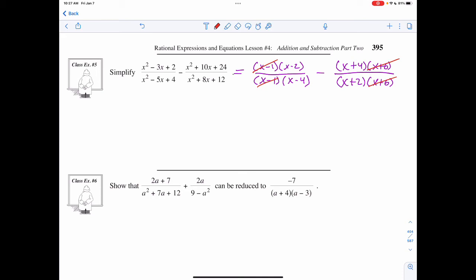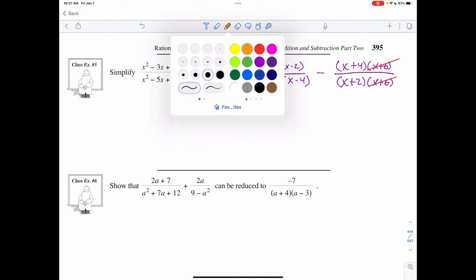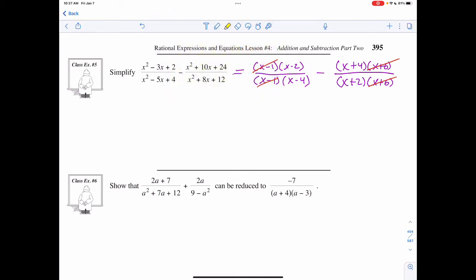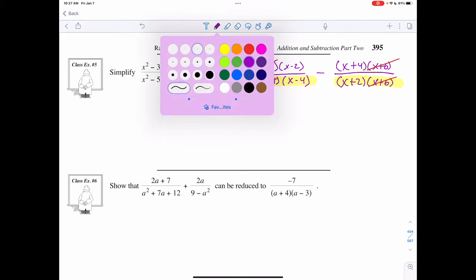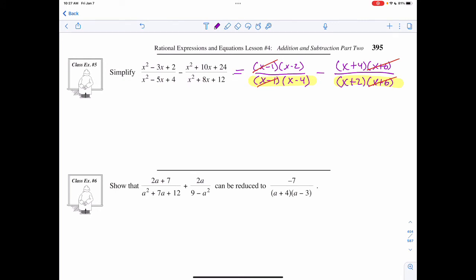Now, the only thing you have to be careful of with this is remember that because these existed in the beginning, I still need to account for all of these when I'm stating my restrictions at the end. But I can cancel them out to make my life easier right now.